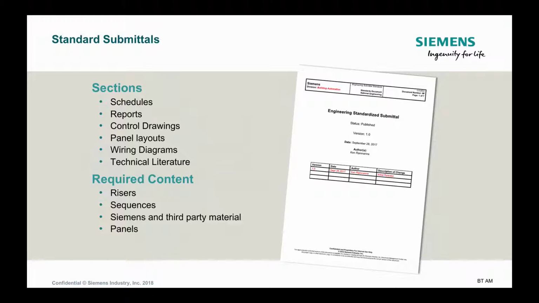Submittals are separated into 6 required sections. Please note, it is not intended that every section be completed at the same time. For example, schedules and control drawings can be added to the submittal earlier than panel layouts or vice versa based on project priorities. The report section will be completed after commissioning activities have been finalized.